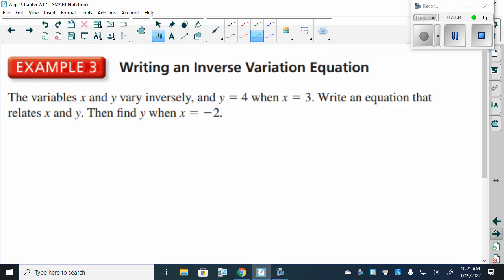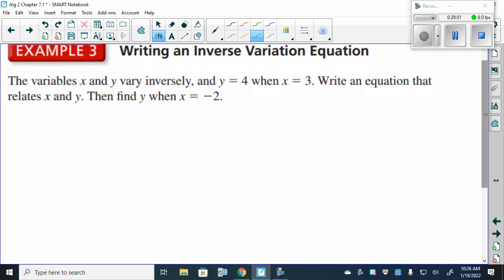And this is the last thing we're looking at, and this is dealing with inverse variation. Now with all of these here, and especially on the homework, it's going to ask for two things. One is going to be the equation, and the other is going to be a value. The variables x and y vary inversely, and y is equal to 4 when x is equal to 3. Write an equation that relates x and y, then find y when x is equal to -2.